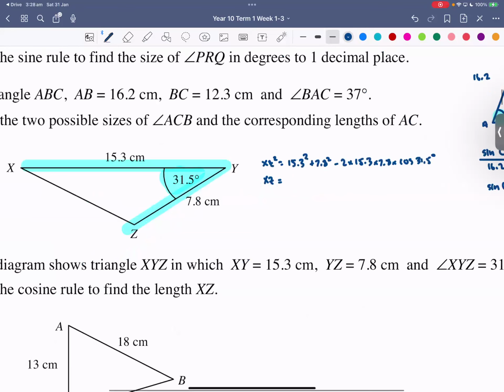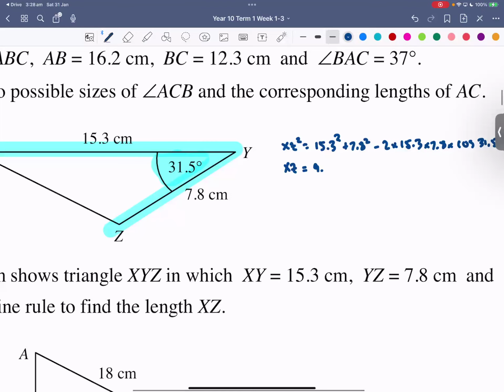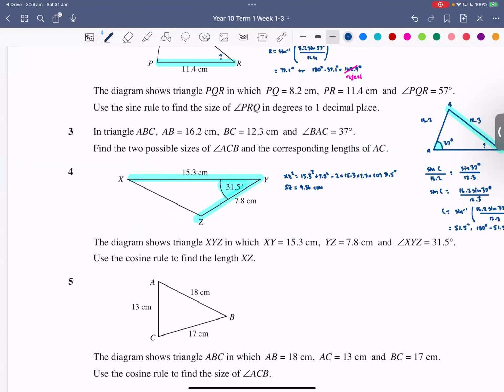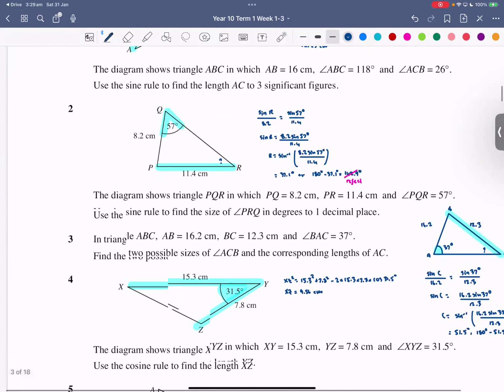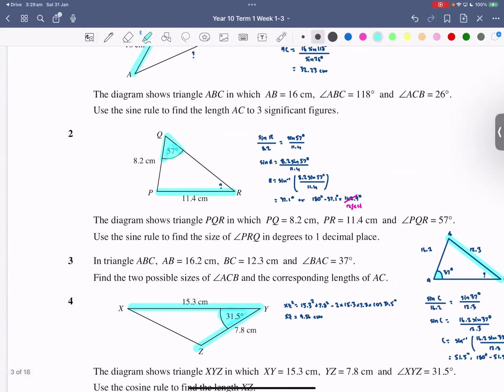Anybody? What is xz? How much? Come on, guys. I'm just gonna... 9.56 centimeters. Great. That's your answer. That's using cosine rule. Great. Cosine rule version 1, actually. That's what it used. It used cosine rule version 1. All right.